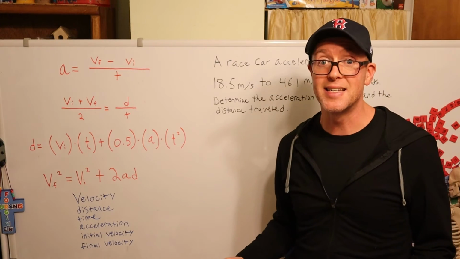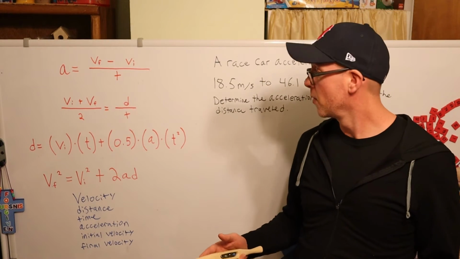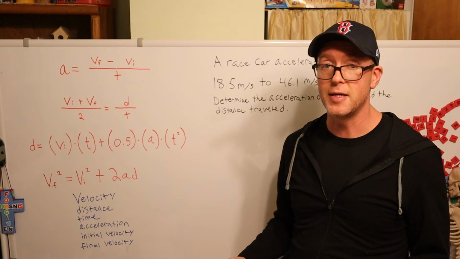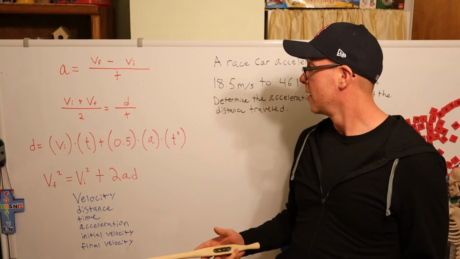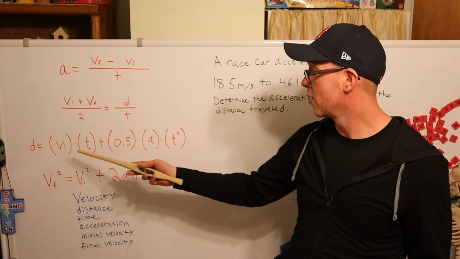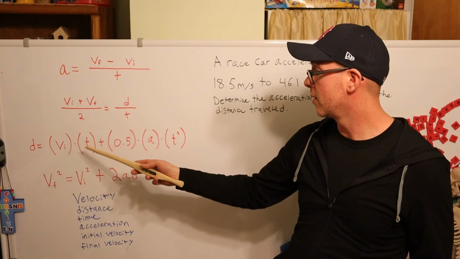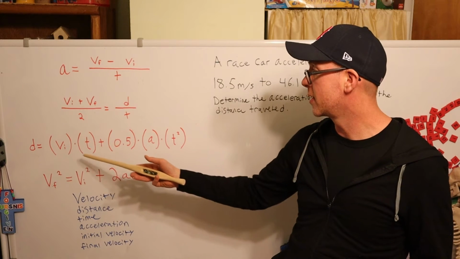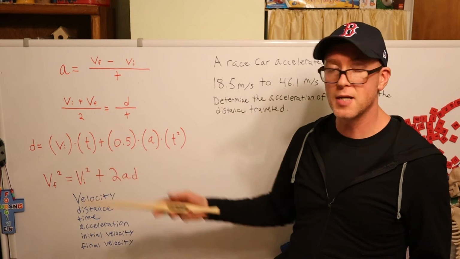This equation is especially useful when initial velocity is 0, which it often is. If initial velocity is 0, then this whole part of the equation goes away, because anything times 0 is 0.